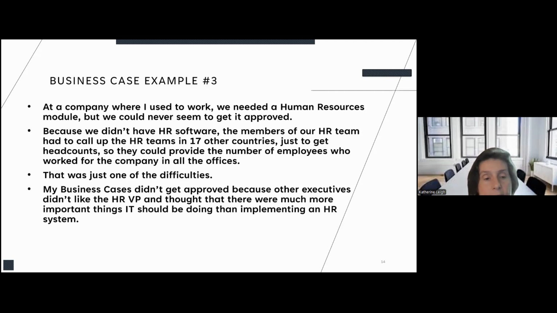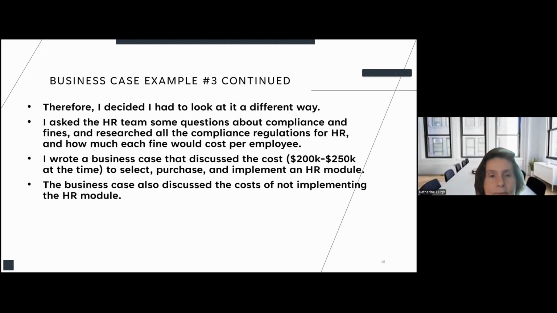And then my business cases didn't get approved because other executives didn't like the HR VP and thought that there were much more important things IT should be doing than implementing an HR system. Yeah, they didn't like the HR VP.